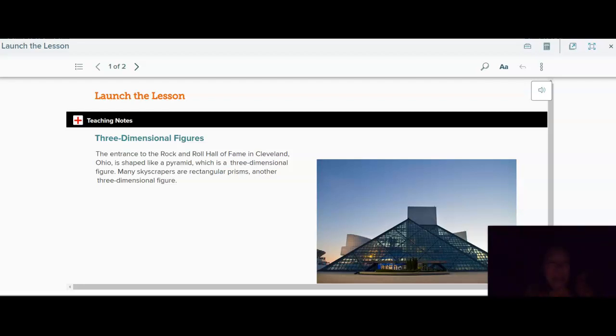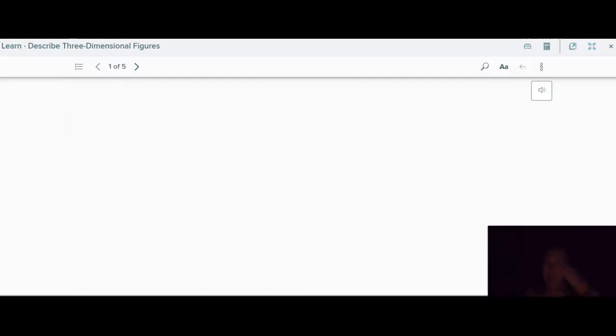But we are gonna start looking now at three-dimensional figures. So now, instead of just geometry on a flat surface with two-dimensional figures, we're gonna look at three-dimensional. Something like this. This is the entrance to the Rock and Roll Hall of Fame, and it's shaped like a pyramid, which is a three-dimensional figure. So there are a lot of them. Obviously, we live in a three-dimensional world, and we see these all over, so we're going to learn a little bit. Just kind of like learning some names for some of these objects in this section.